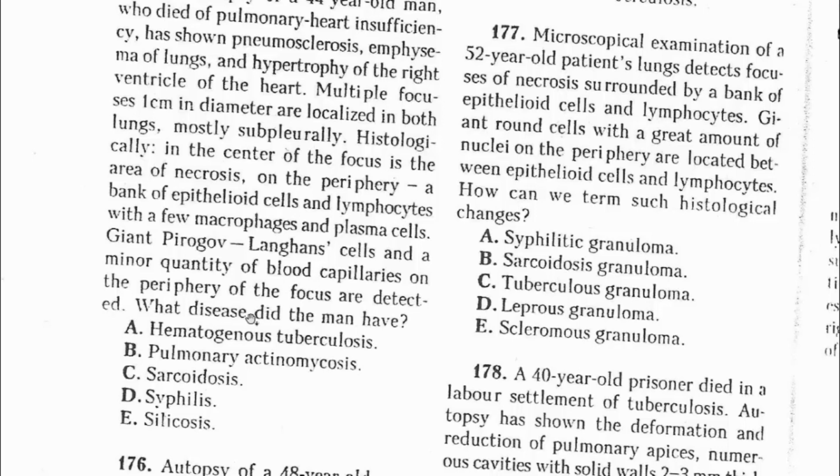This is hematogenous tuberculosis. It is characterized by proliferative reaction or formation of granulomas and hematogenous spreading. So granulomas, giant cells, indicate what? Granulomas. So due to the presence of the giant cells, among others, our answer is A.